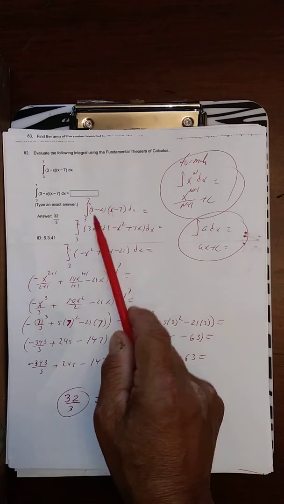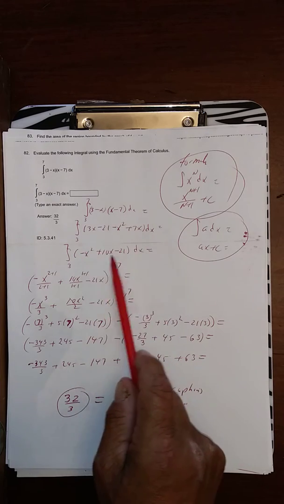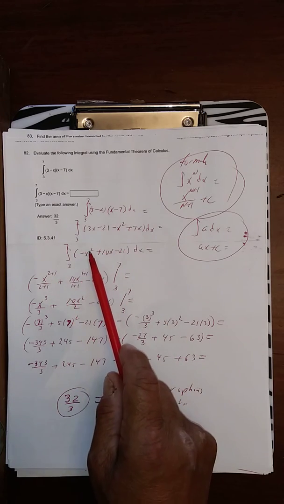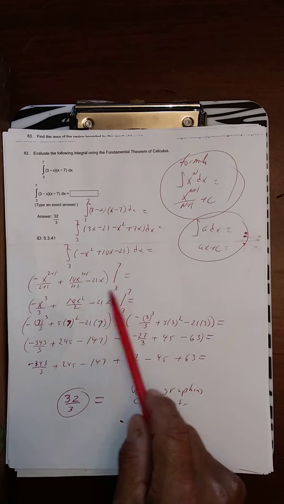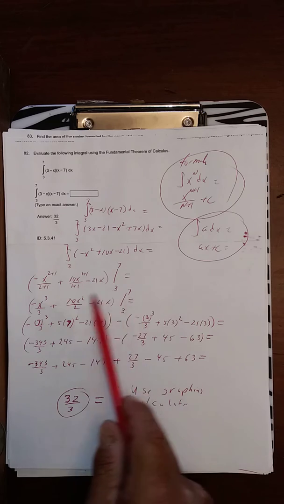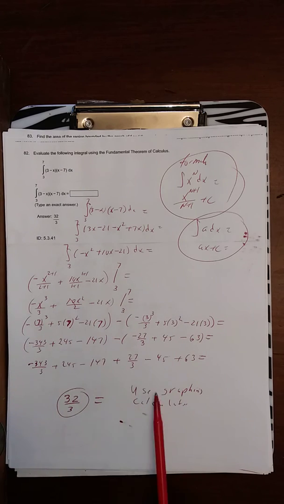Multiply, FOIL it out first. Let's FOIL this out. So there you have FOIL. Write it in this order. Now integrate. 2 plus 1, 2 plus 1, 1 plus 1, 21x. Put the numbers in there. 3, put the 7, put the 3. And again, you can do all this the long way, or use your graphing calculator and eventually you're going to get 32 over 3.